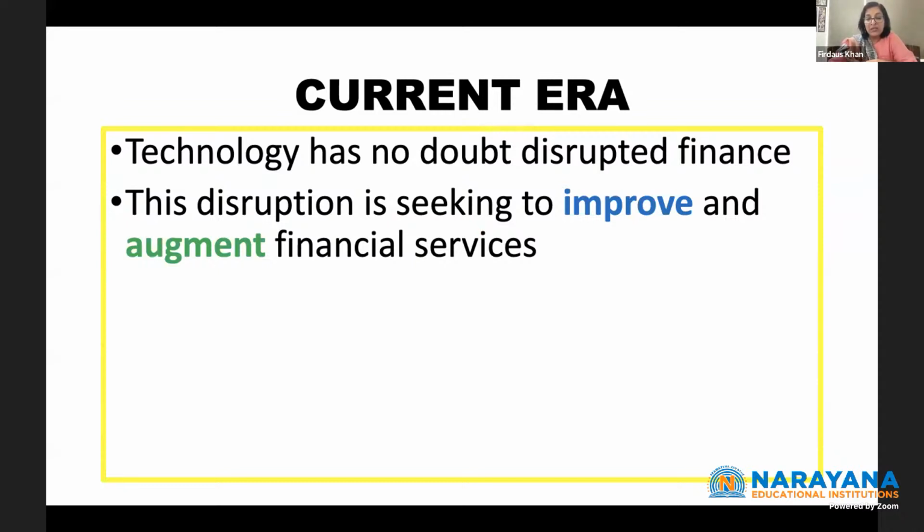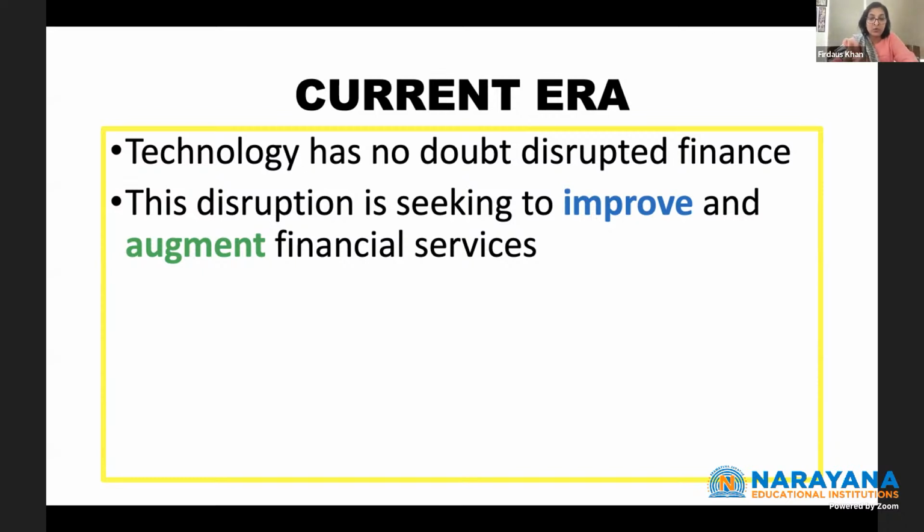We are living in the era of technology disruption. Technology has no doubt disrupted finance. This disruption, or major change, is being done to improve and bring financial services to the next level. It needs to improve and augment financial services.